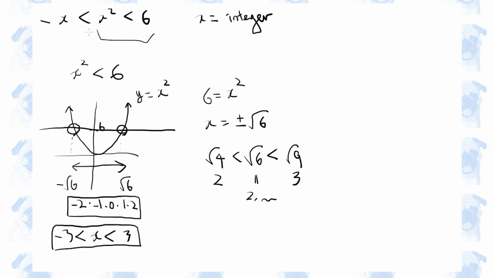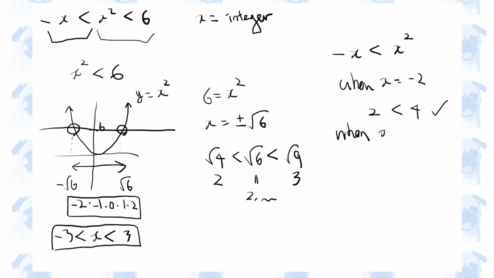And now let's shift our focus to the left half of the inequality. When x is minus 2, minus x becomes plus 2 and x squared becomes 4, which is true. When x is minus 1, minus x becomes 1, x squared becomes 1. This is false. When x is 0, minus x becomes 0 and x squared becomes 0.